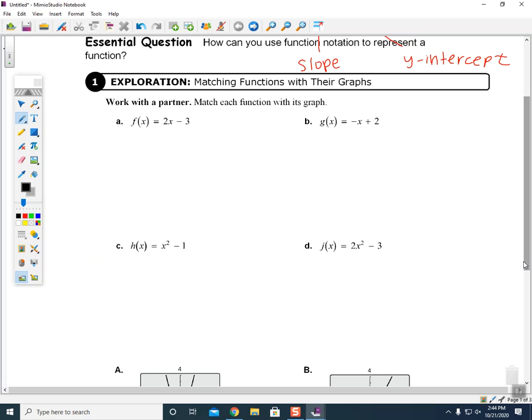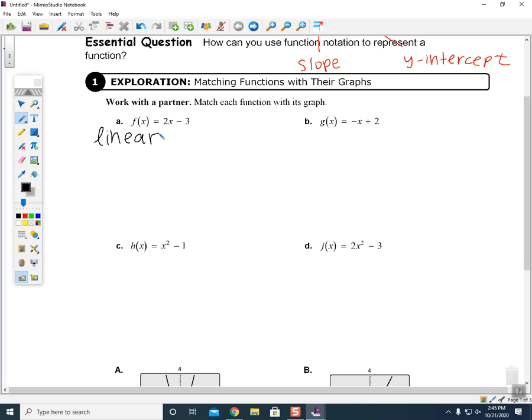Well, if you remember, linear functions have x's that have exponents of 1. Nonlinear functions have x's with exponents that are not 1, right? So in this case, I have an exponent of 1 on my x, so I know that this is a linear function, first of all. It's going to form a line.